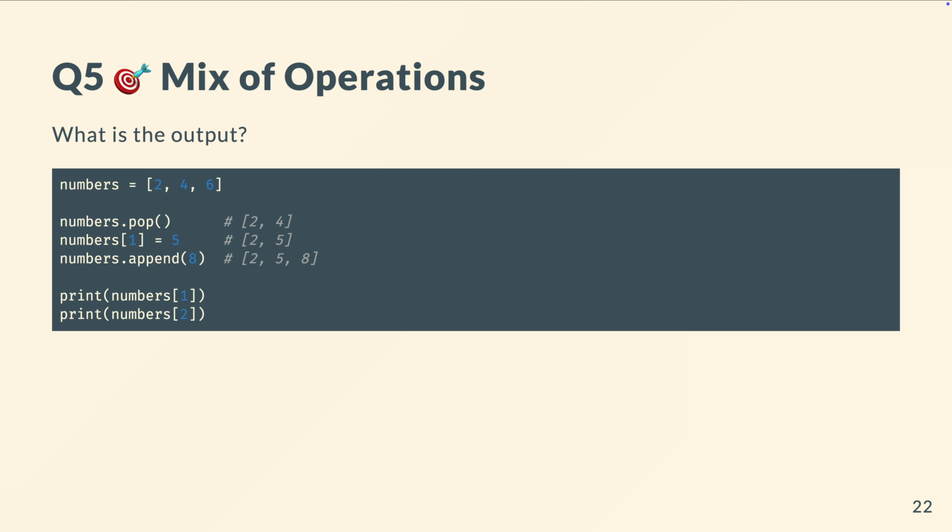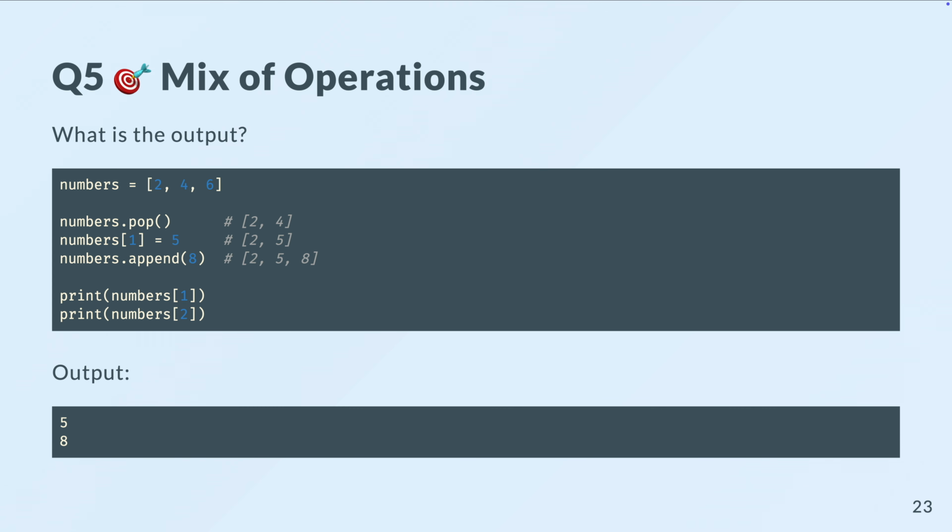Now we print the item at index 1, and then the item at index 2. What 2 lines will print? Pause and answer. Let's check. After all operations, the list is 2, 5, 8. Index 1 is 5, so the first print shows 5. Index 2 is 8, so the second print shows 8.